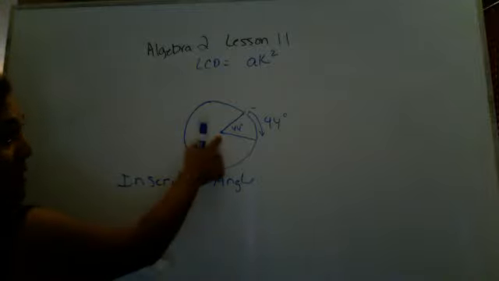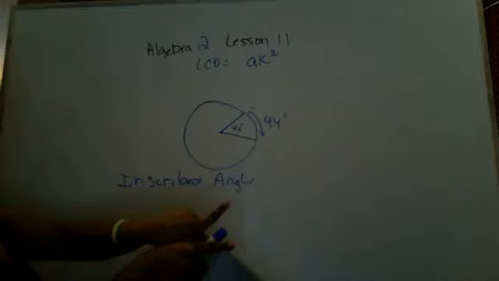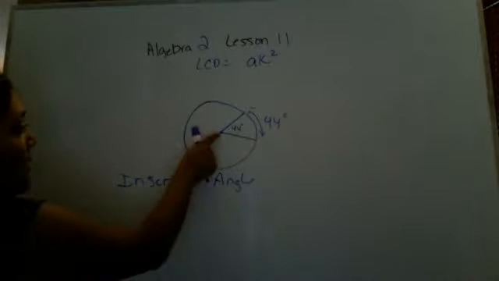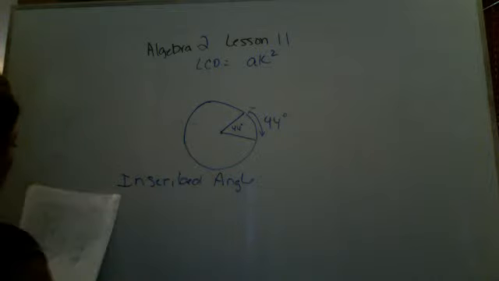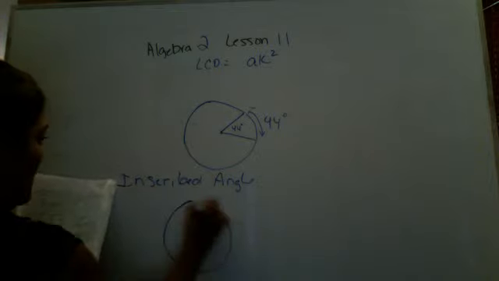Now this vertex is at the center. That's not on the circle. A vertex is where the two radii come together, the endpoint. So let's look at one that is. Let's look at this one.